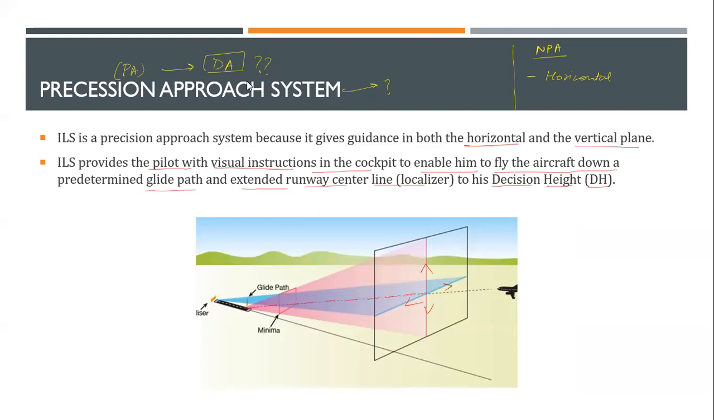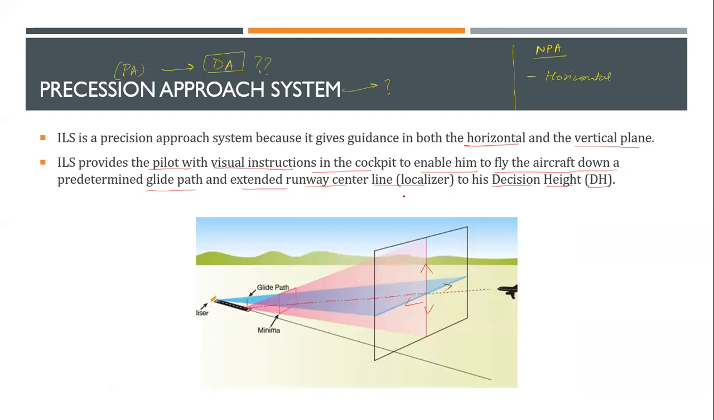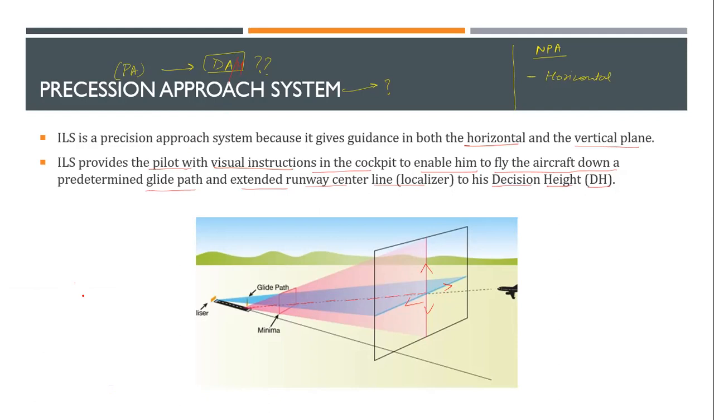Anyways, I was just discussing that both azimuth, that is horizontal, and vertical planes are involved in this. Then I moved on, asking you what is decision height or decision altitude in the precision approach system. Any one of you, what is decision height? The height at which we decide whether we have to go around or continue. Correct. That is known as decision height or altitude.